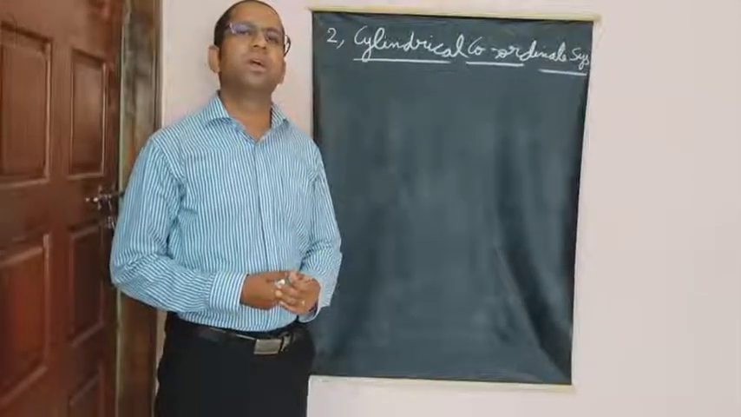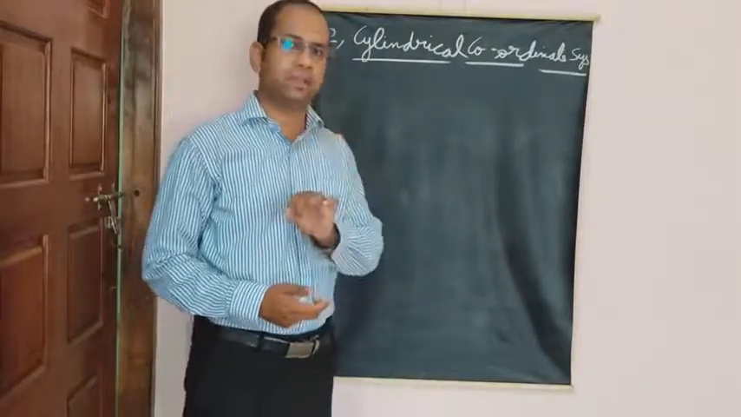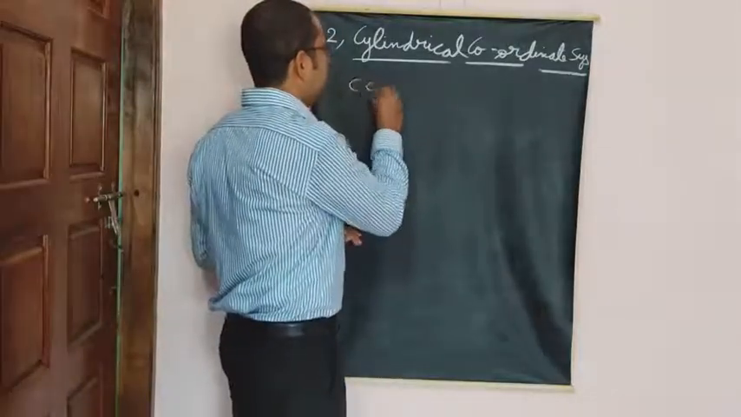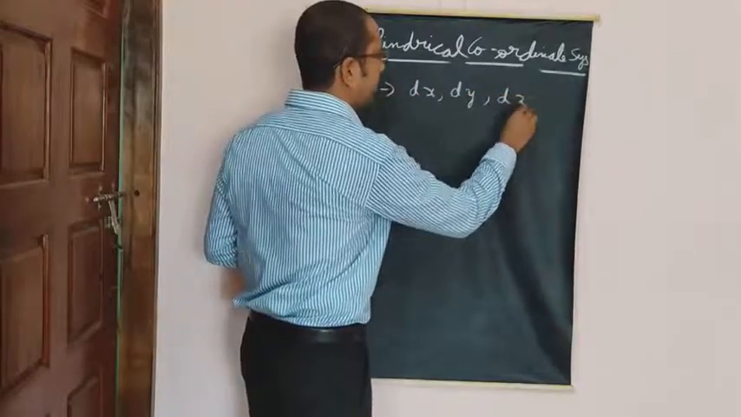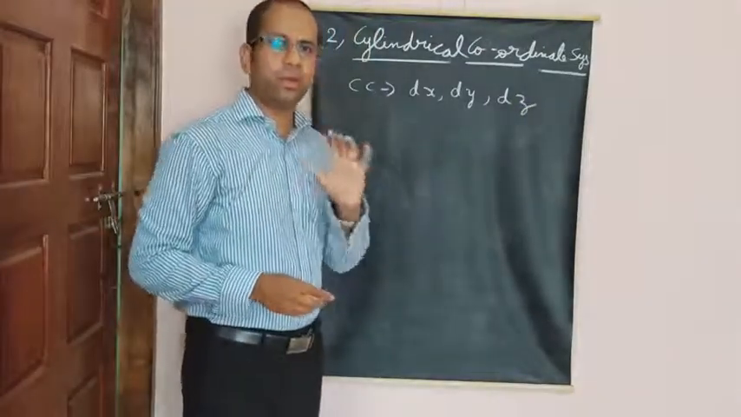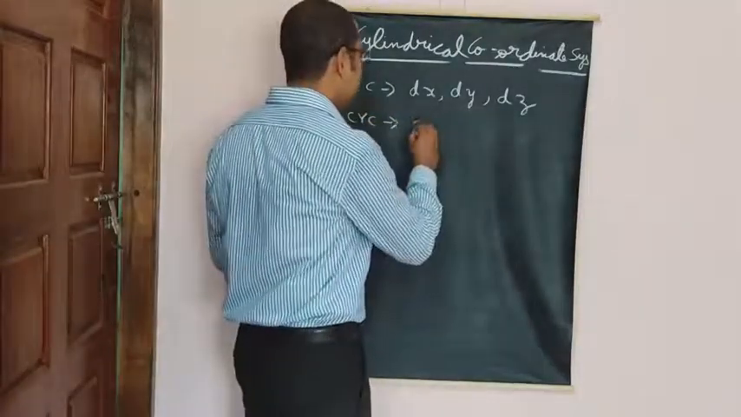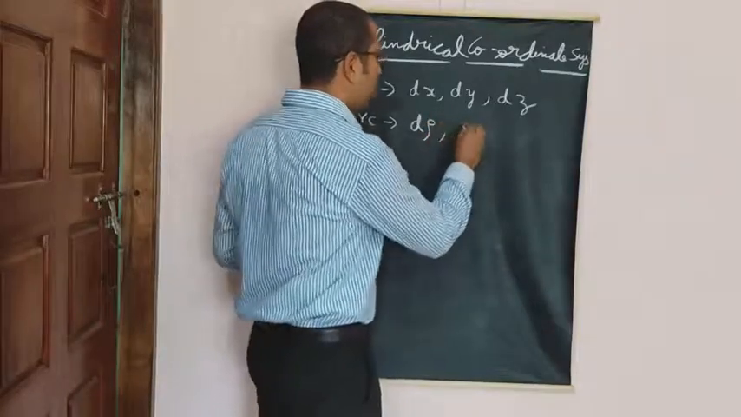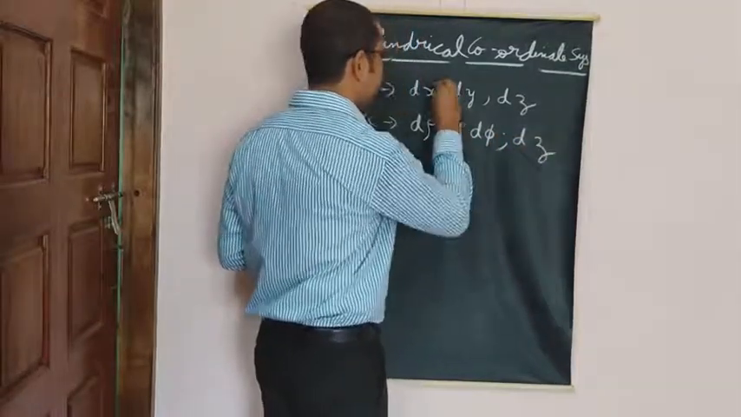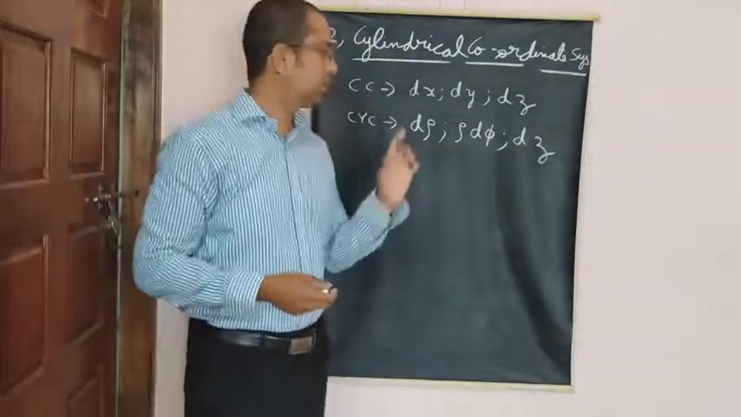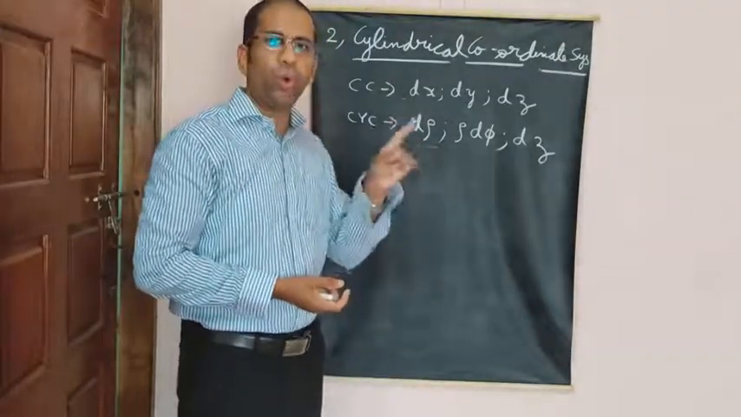The second type of coordinate system is the cylindrical coordinate system. Now, in the Cartesian coordinate system, the differential lengths were dx, dy, and dz. In the cylindrical coordinate system, the differential lengths will be d rho, rho d phi, and dz. The differential lengths in the Cartesian coordinate system are dx, dy and dz. In the cylindrical coordinate system, they are d rho, rho d phi and dz.